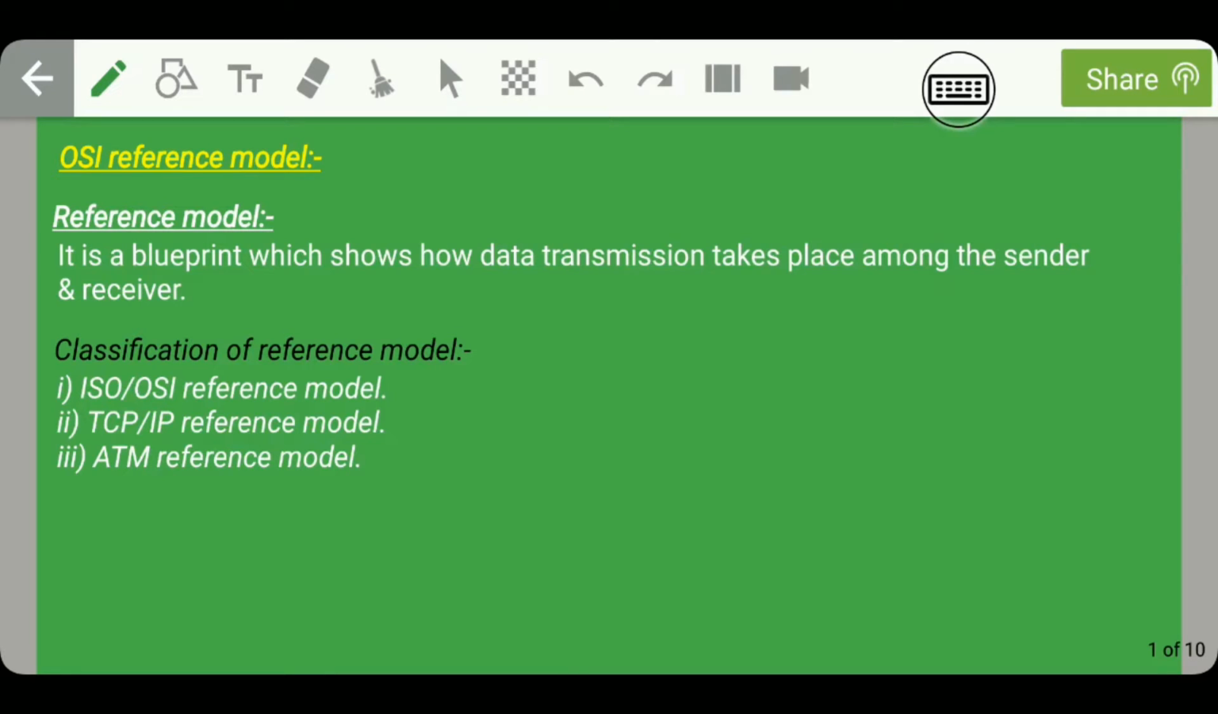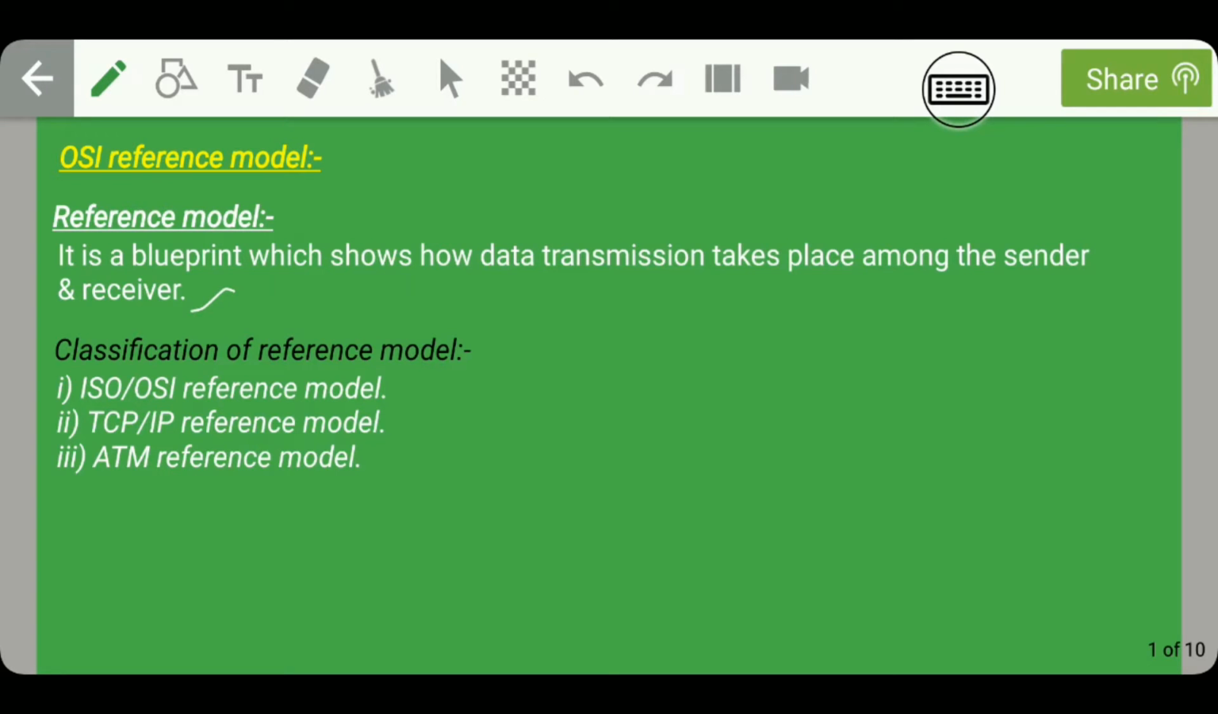Hello guys, welcome to the 8th lecture of ICT for GS for IES. Today we will be discussing the OSI reference model. Before discussing the OSI reference model, let me tell you what a reference model is. Guys, a reference model is a blueprint which shows how data transmission takes place between the sender and receiver.